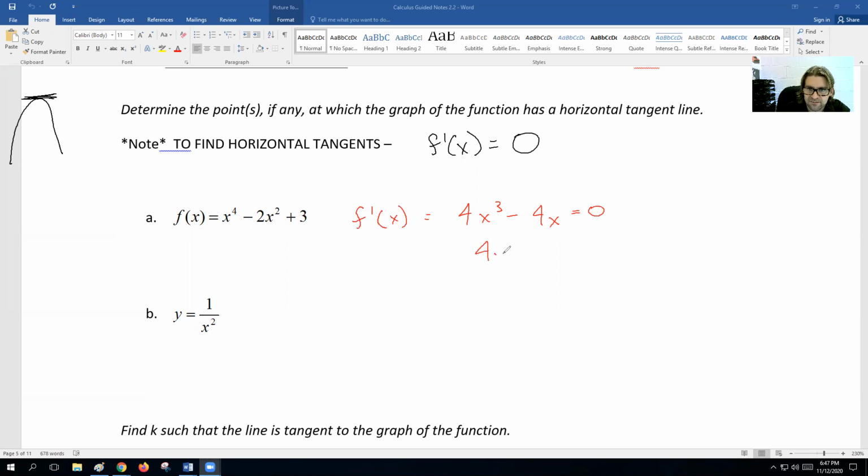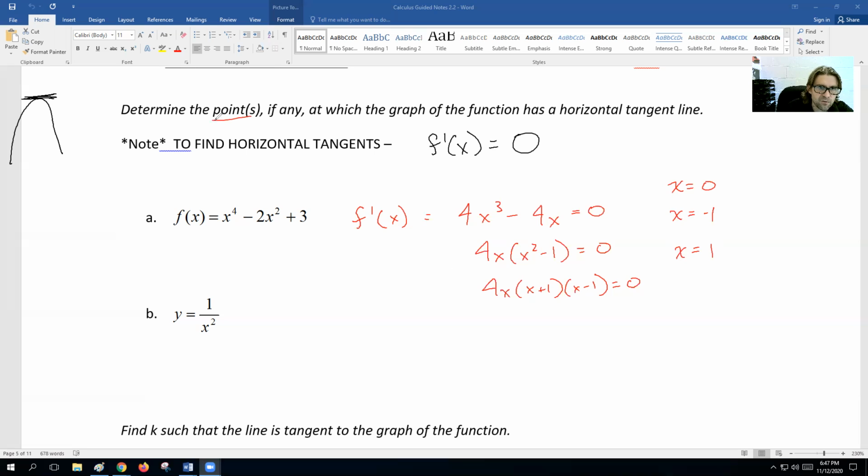Well, this one we'd factor out a 4x and we get x squared minus 1. And we could keep factoring and we get 4x times x plus 1 times x minus 1. So we actually get 3 times where we have horizontal tangents: when x equals 0, when x equals negative 1, when x equals positive 1.